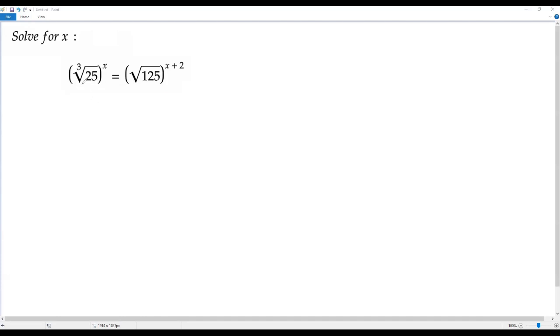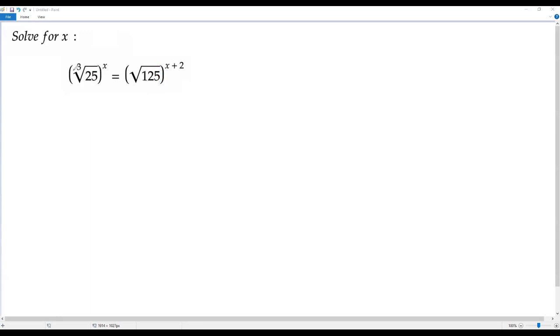So here, when I look at the left side, we have 25 inside the cube root. It is a power of 5 because 25 can be written as 5 squared. On the right side, we have 125 inside the square root. This one also has a power of 5 because 125 can be written as 5 to the third power.